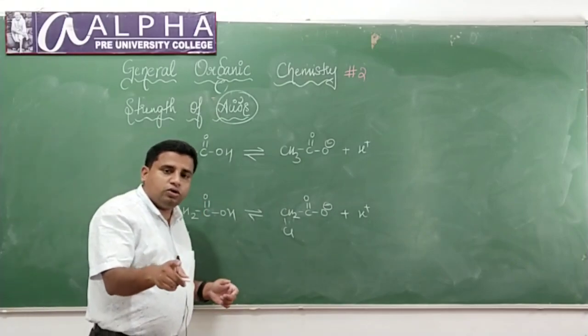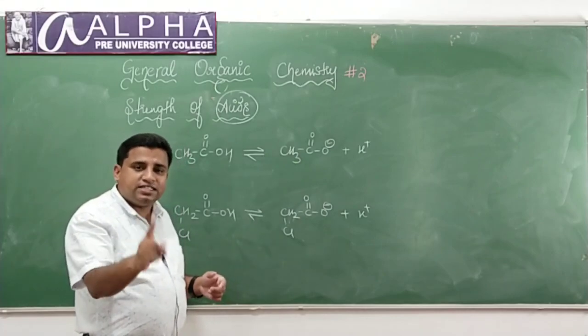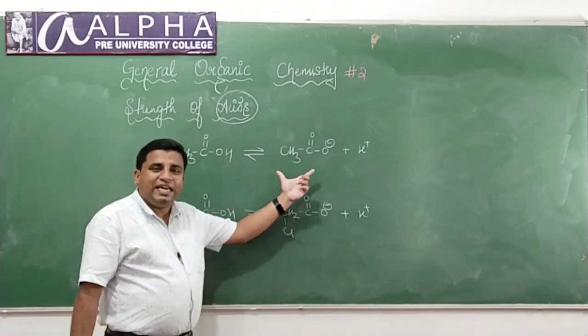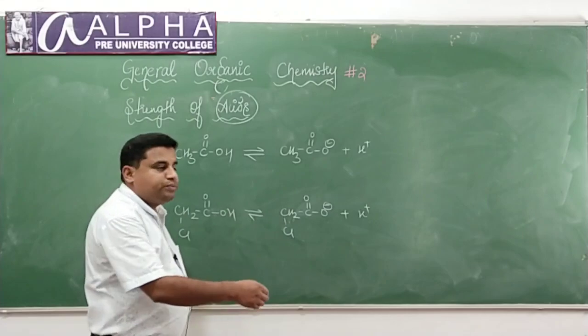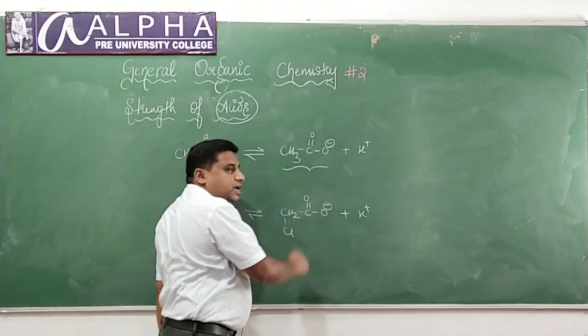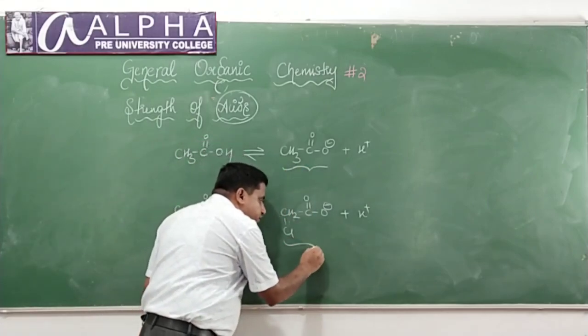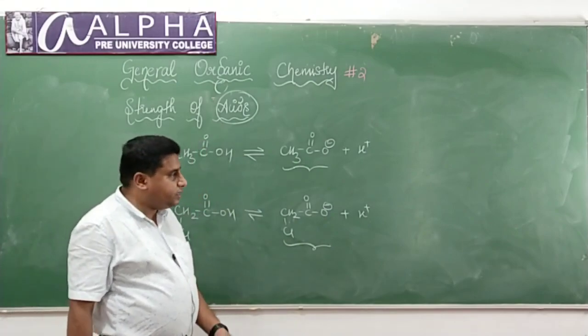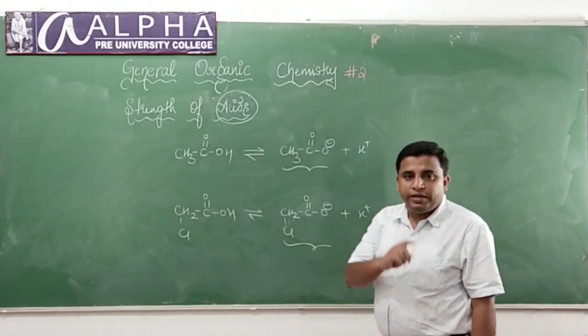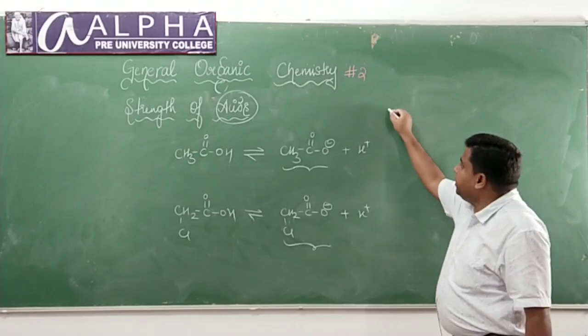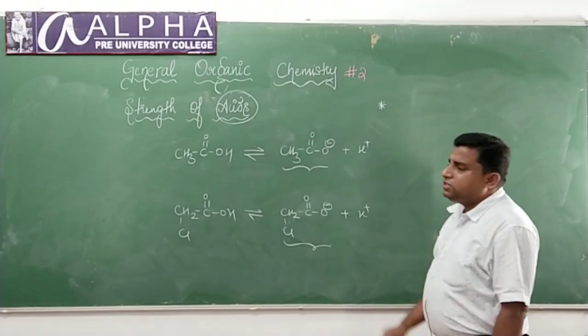I told you, if you want to judge the acidic nature, you should see the stability of its anion. Which is the anion here? This is the anion. Which is the anion here? This is the anion. Now look at the stability. Please note these 3 points.